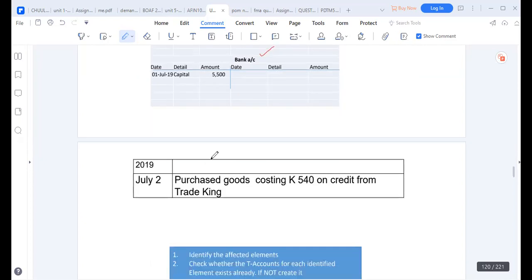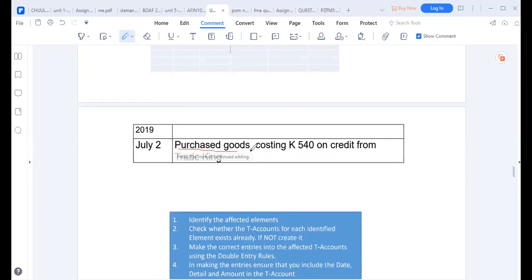Let's look at purchased goods costing 540 on credit from TradeKings. Whenever we hear purchase goods, it is called purchases. If we purchase a motor vehicle, if the good has a name, we use that name of the vehicle. Purchase motor vehicle, we open a motor vehicle account.